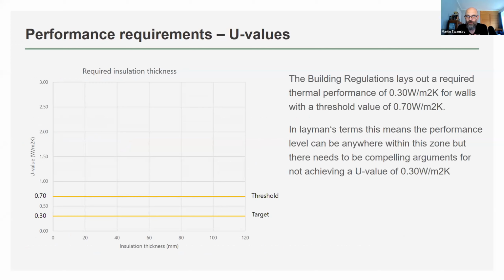That's a target value. The regs also have what's called a threshold value, and that threshold value is 0.7. What those regs are really saying is that you should be driving to get 0.3. That's the target value. But if there's a really compelling reason, and that might be different for every project, different for every client, why a higher U value, something within that 0.3 to 0.7 range, might be more appropriate, A, financially, B, for security and safety of the building fabric, then that's also acceptable. And that's a discussion that you can have with building control to see what might be appropriate for a specific project. So we know we can work within a framework of performance standards.